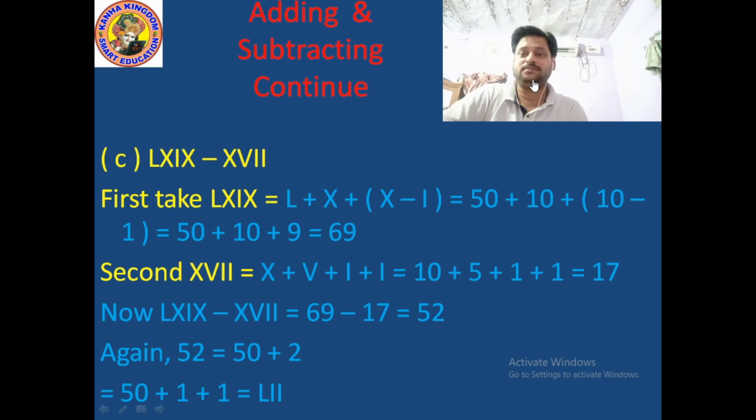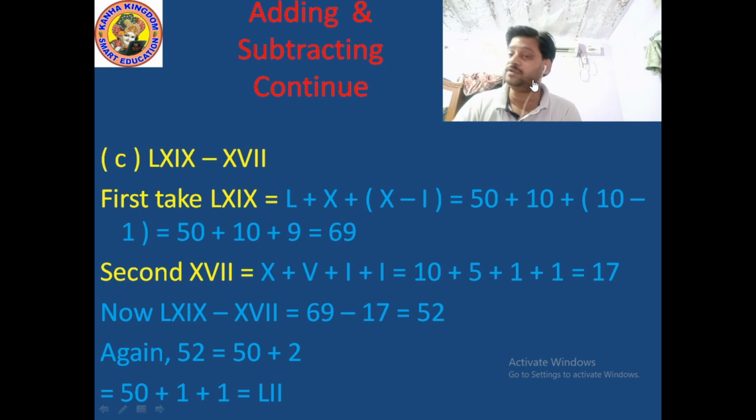So the total number of these letters is 17, and the first is 69. So you just subtract 69 minus 17, and 69 minus 17 equals 52, because 9 minus 7 equals 2 and 6 minus 1 equals 5. So the exact answer is 52. 69 minus 17 equals 52.